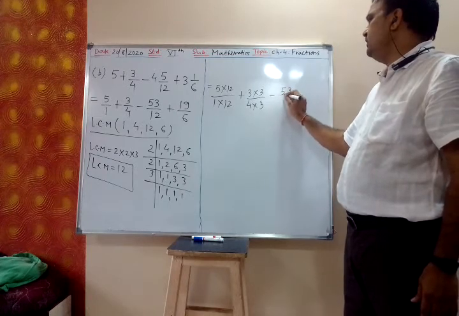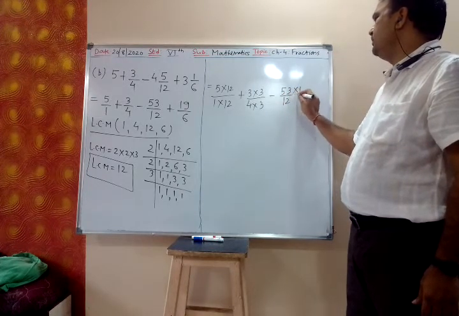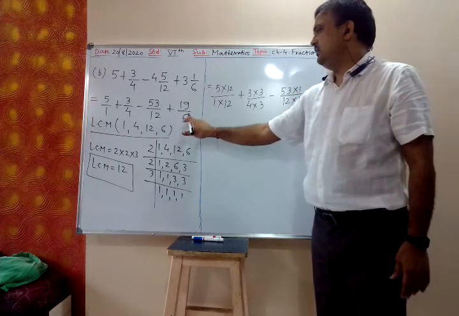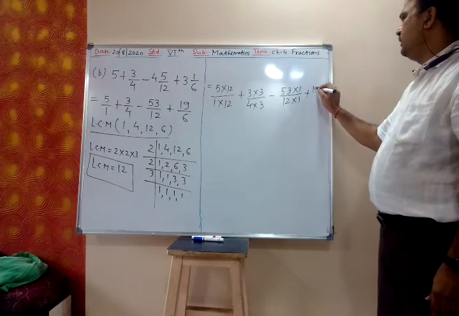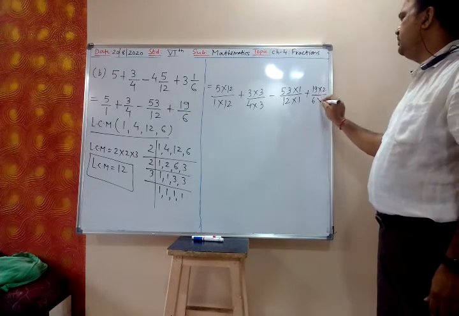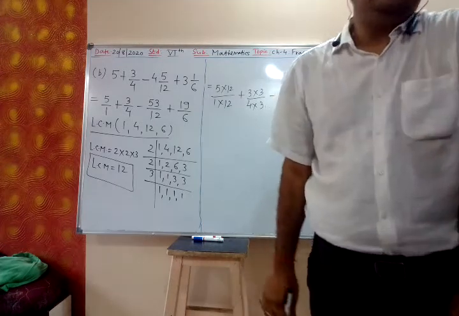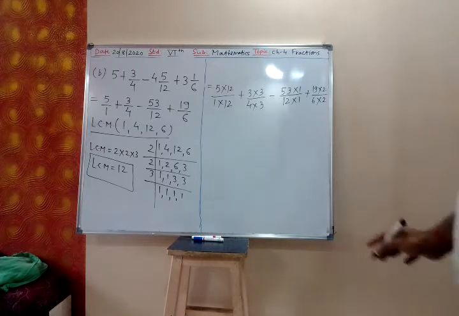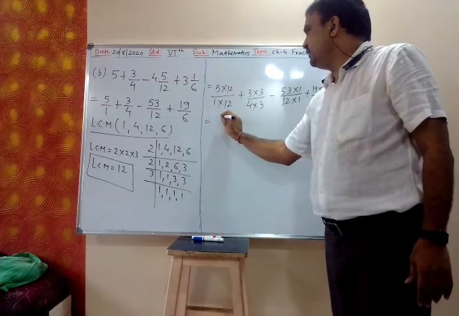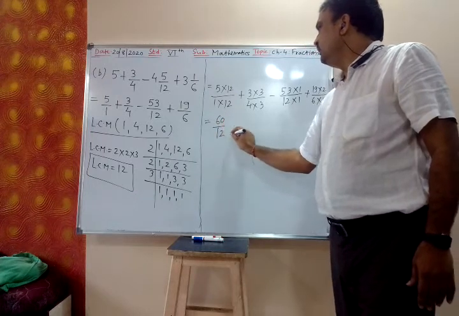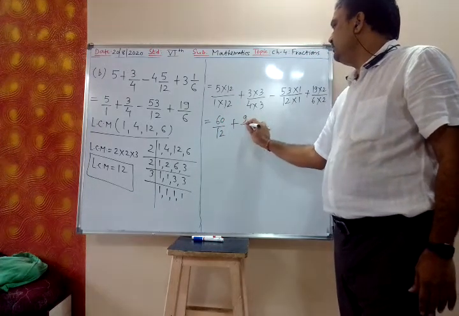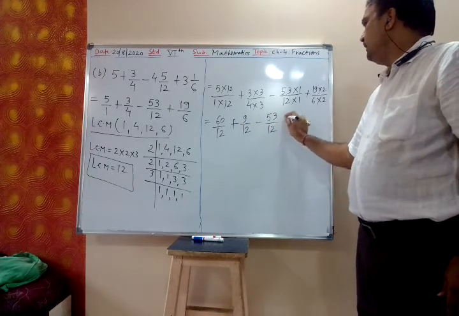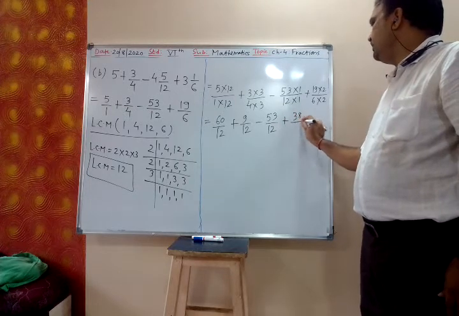This is directly 12, so we write 12 only. We can multiply by 1, no problem. We can write 12 into 1. Plus 19 upon 6. Multiply and divide by 2: 19 into 2 upon 6 into 2. So 5 into 12 is 60, 60 upon 12, plus 9 upon 12, minus 53 upon 12, plus 38 upon 12.